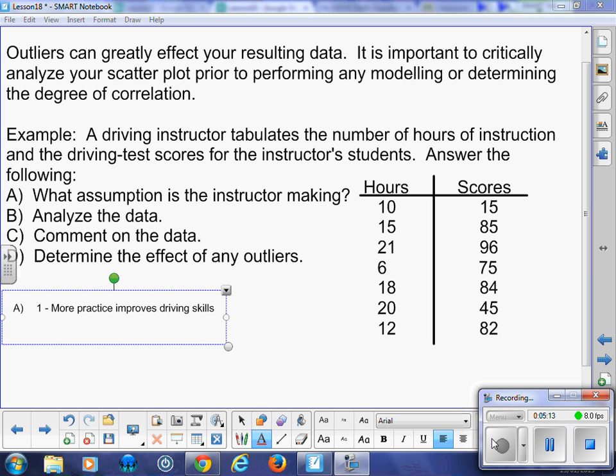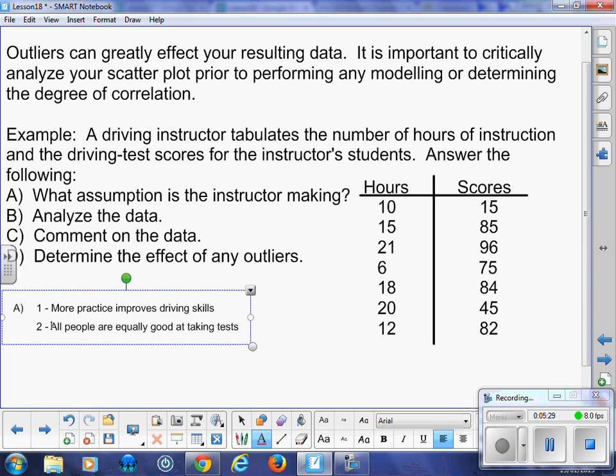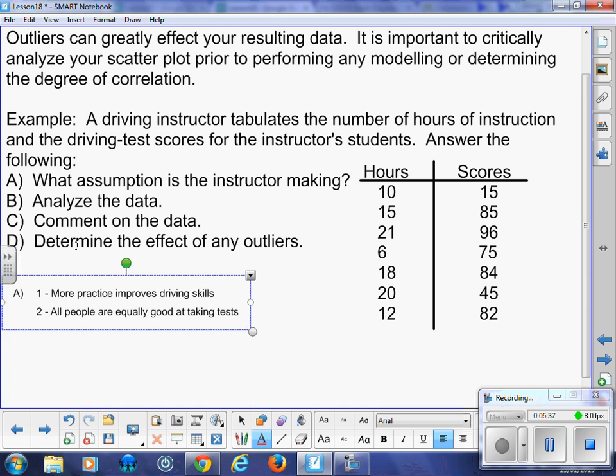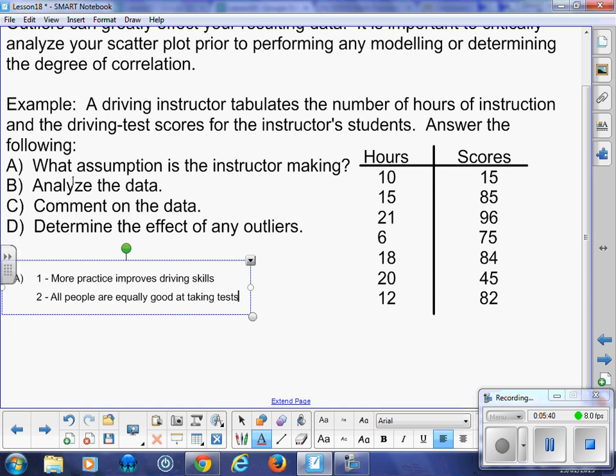The next assumption that you could put in there is that all people are equally good at taking tests. Okay. So not everyone, just because you know the information, know the material, you may not score very, very well. So there's some factors that this person is taking into account. Now, this is the first time we see the term here, B part, analyze the data. So they want us to go through and use our R value. That's basically what that's telling us.